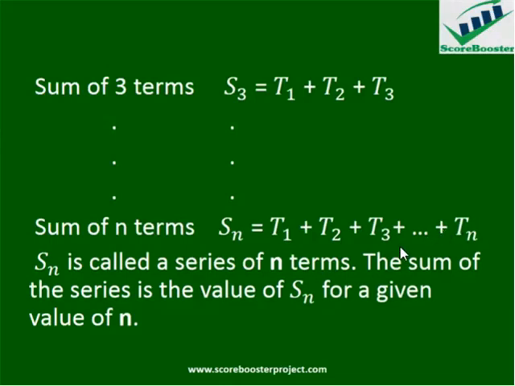That is why they said the sum of the series is the value of Sn for a given value of n. That is, n is a stopping term. Assuming n is 7 here, you are looking for S7, which is adding the first term plus the second term plus the third term plus the fourth term plus the fifth term plus the 6th term, and then you stop at the 7th term since n equals 7.